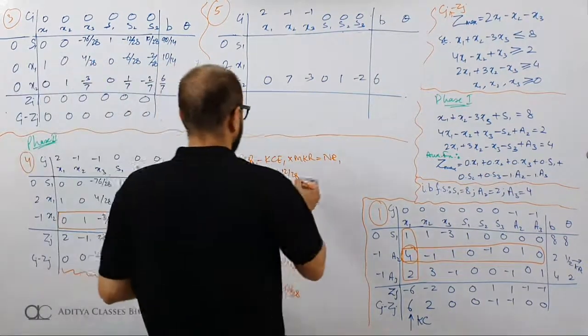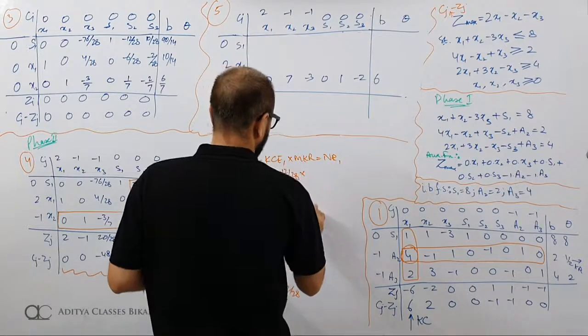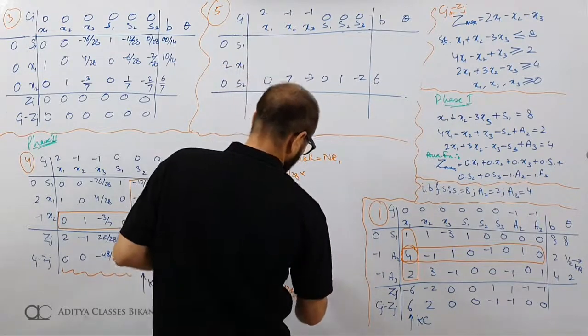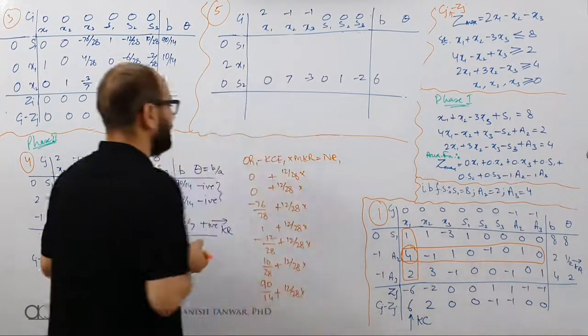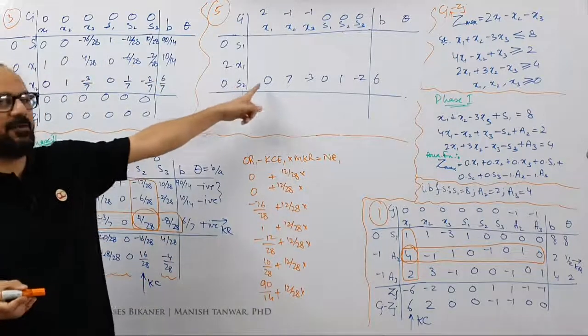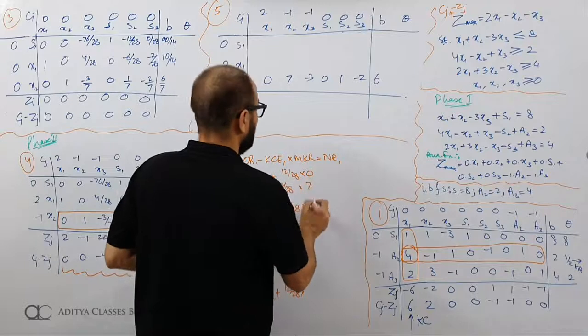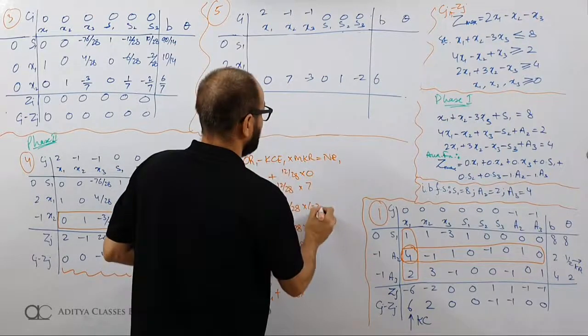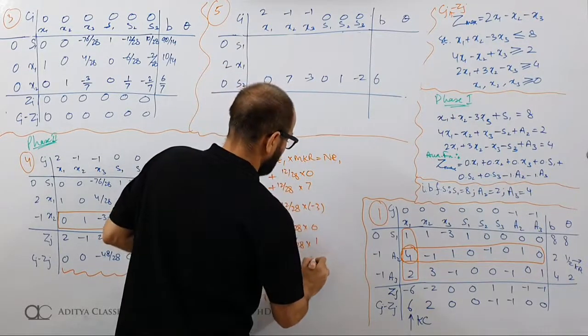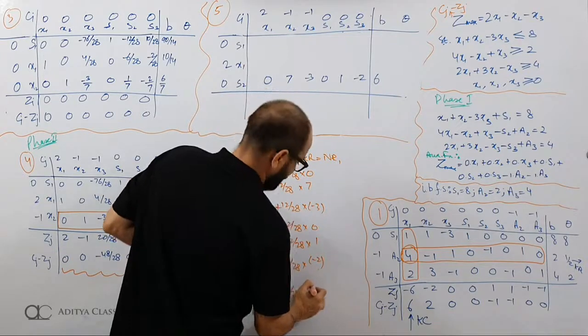And then they'll be multiplied by the modified key row. Here is the modified key row. We have 0, 7, minus 3, 0, 1, minus 2, and finally we have a 6.